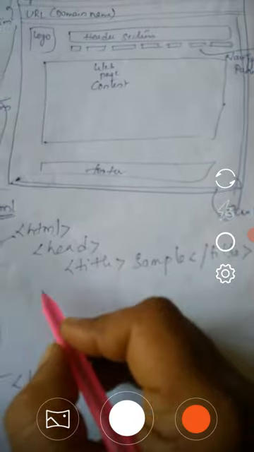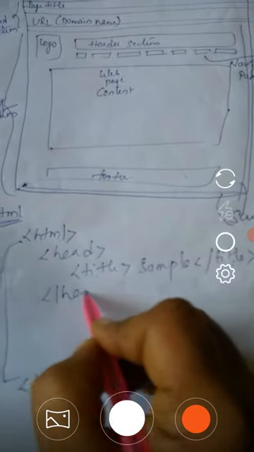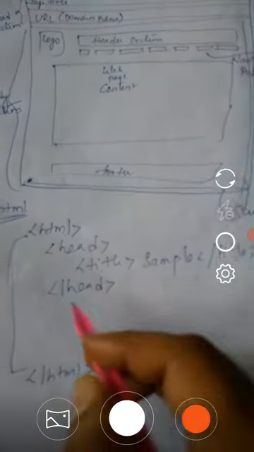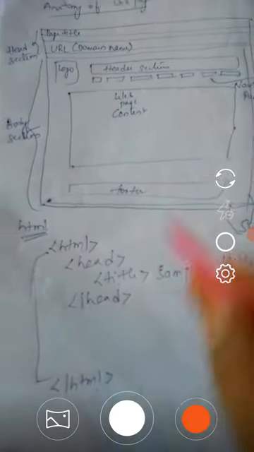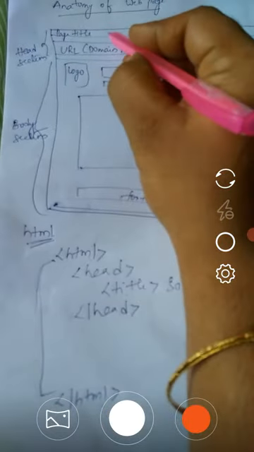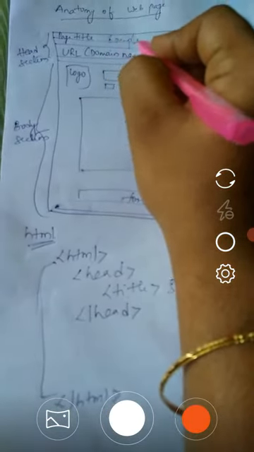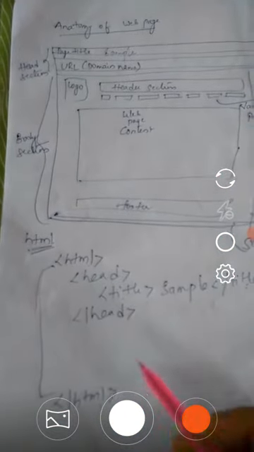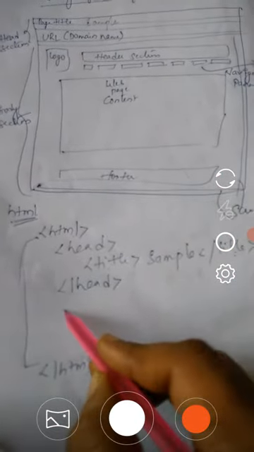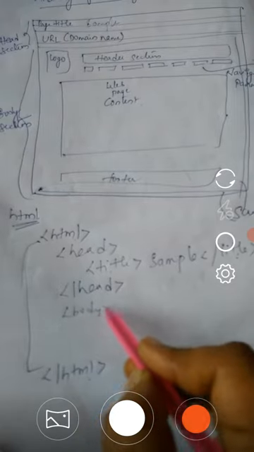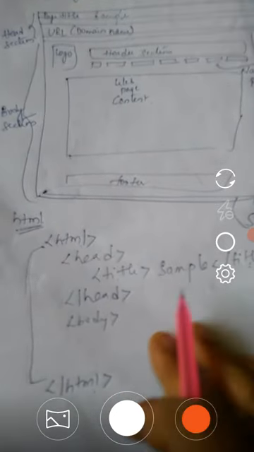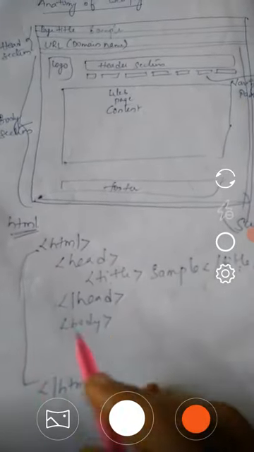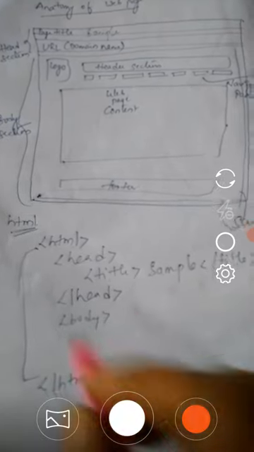So after mentioning the web page title, what I have to do is close the head section. So here the page title is sample. Sample is my page title. So after writing the head section, what do we have to start with? We have to start with the body section. Whatever web page content you want to write should be written in the body section of the HTML program.